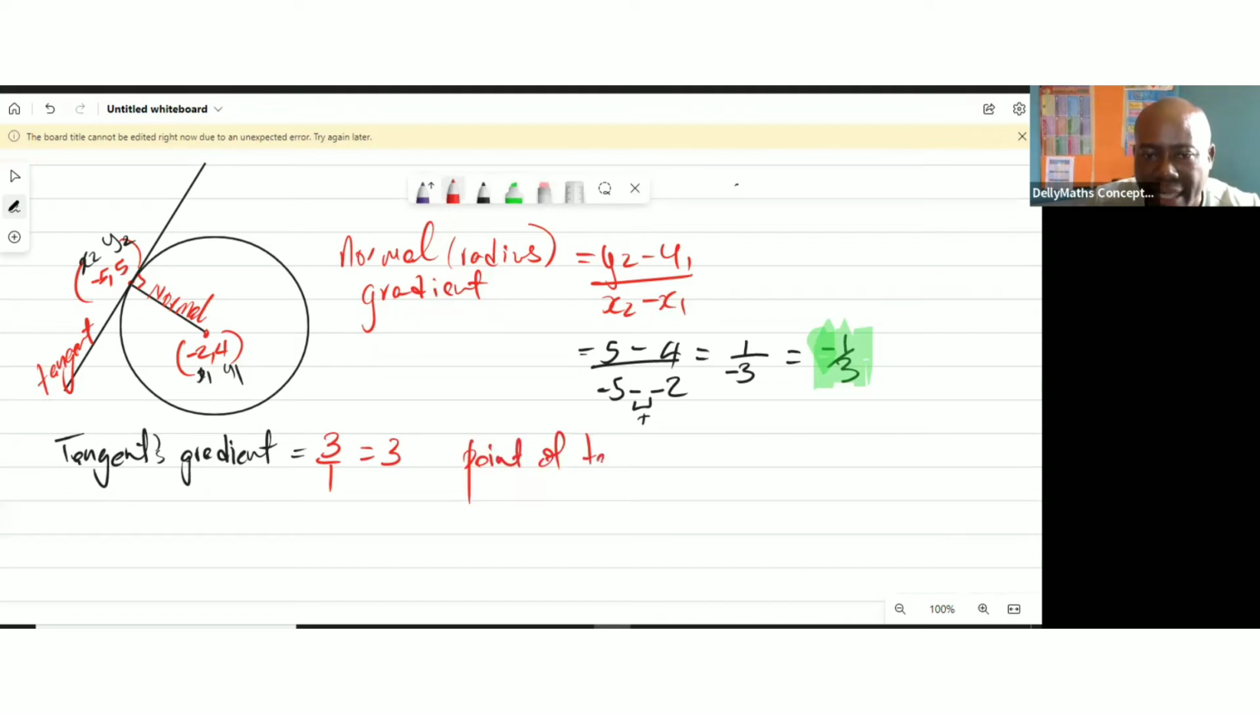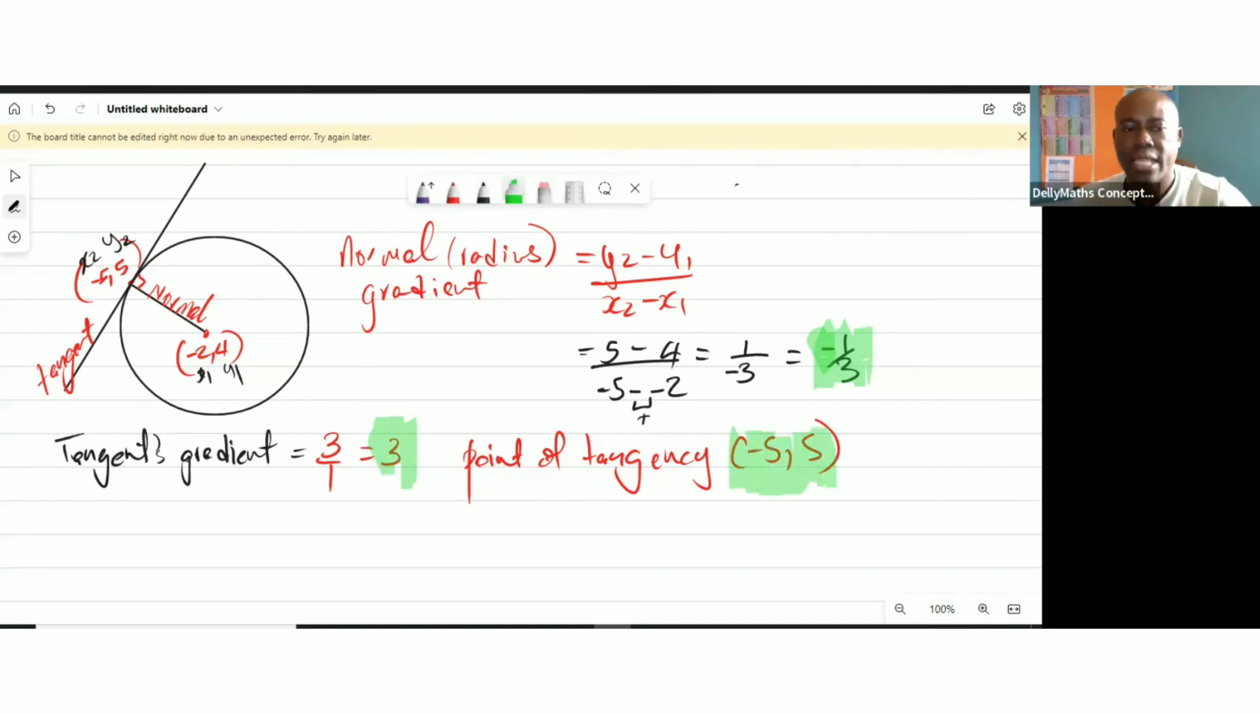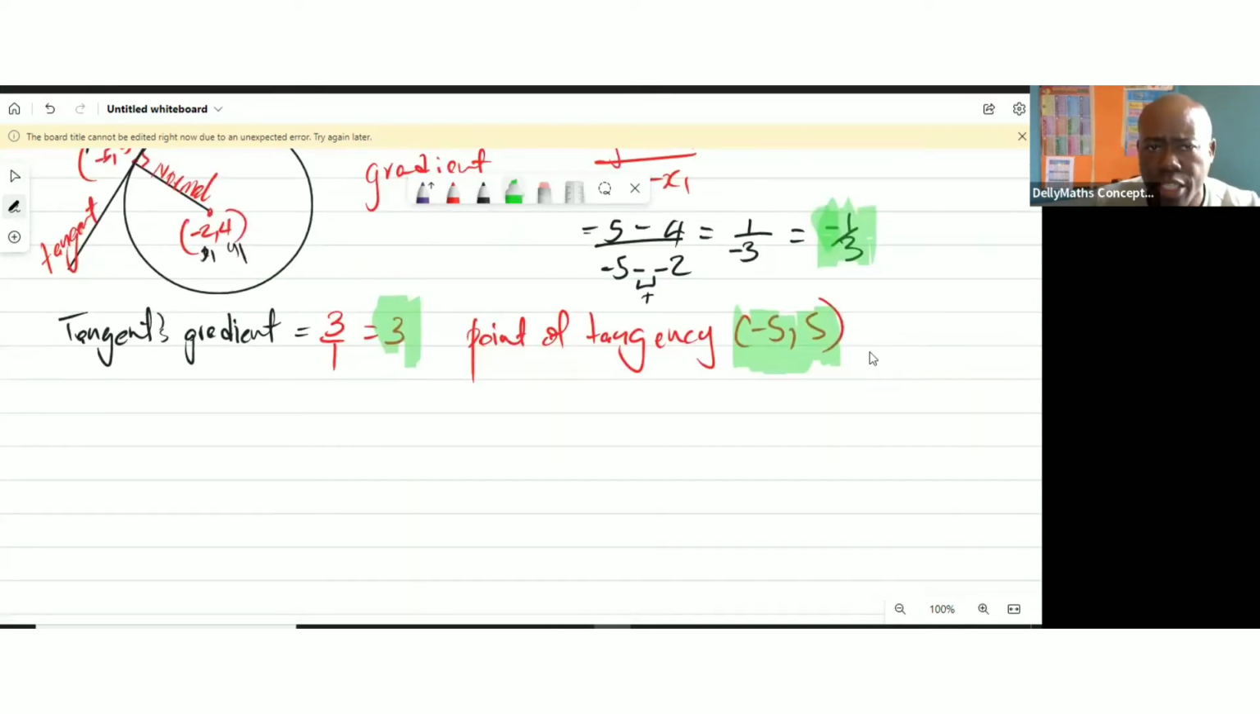The point of tangency is -5, 5. I definitely could use my gradient and my point to create an equation for the tangent. There are more than one ways I could do it. I'm just going to pick one way. So I'm just going to say, guess what? I'm going to be using y is equal to mx plus c. I will substitute 3 for m, and use the point -5, 5. This is my x, this is my y.